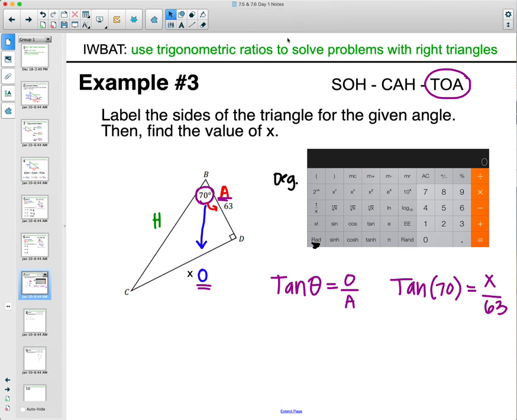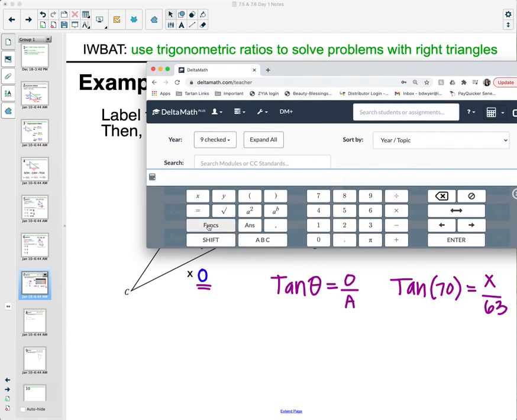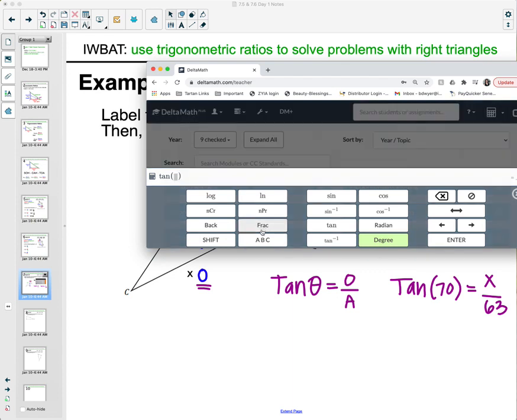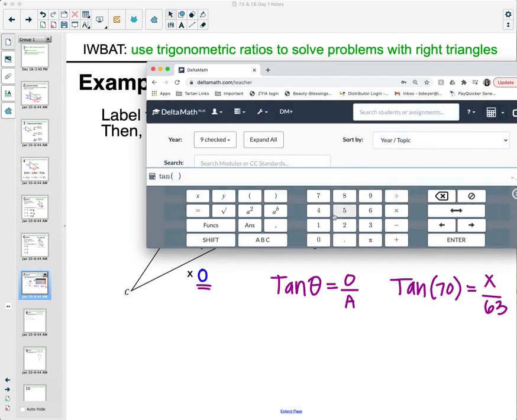I'm also going to show you how to do it on the Delta Math calculator, since you're often in Delta Math. You would click on the calculator button up here, and then it would bring up your calculator on the bottom of the screen. Then you can push functions, and you'll see the trig functions over here. So we're doing tangent. Then I want to go back to numbers. Tangent of 70, and then you'll see over here that it will answer it for you. When you're looking at functions, you want to make sure that the degree button is pushed.